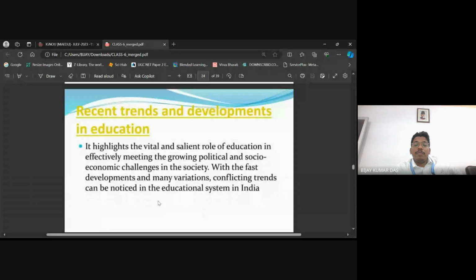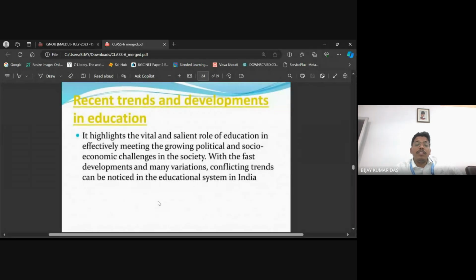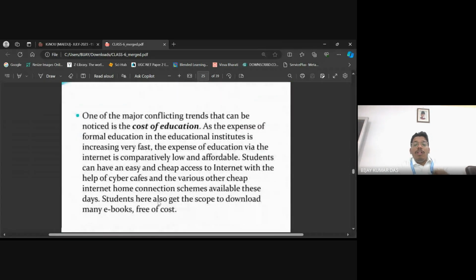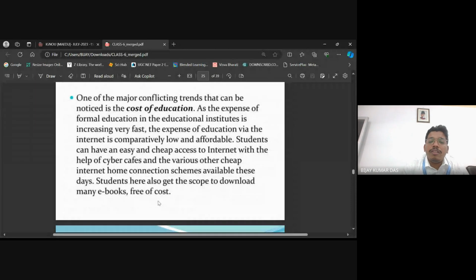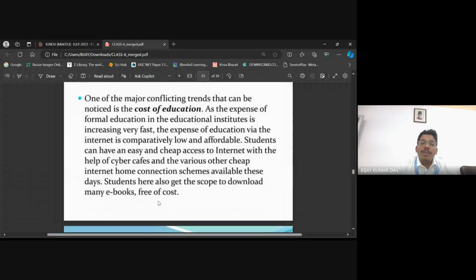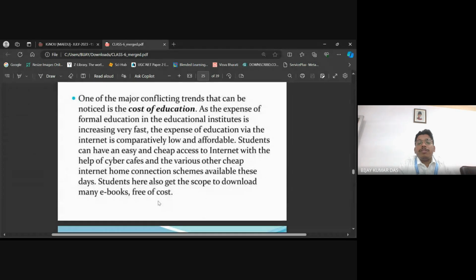So recent trends and developments in education, if you talk about it very simply, highlight the vital and silent role of education in effectively meeting the growing political and socio-economic challenges of society. The fast development of many situations and conflicting trends can be noticed in the educational system in our country as well as from the Odisha perspective also. There are major problems that come to our mind when we look at the trends. One of the major conflicting trends that can be noticed is the cost of education, right?